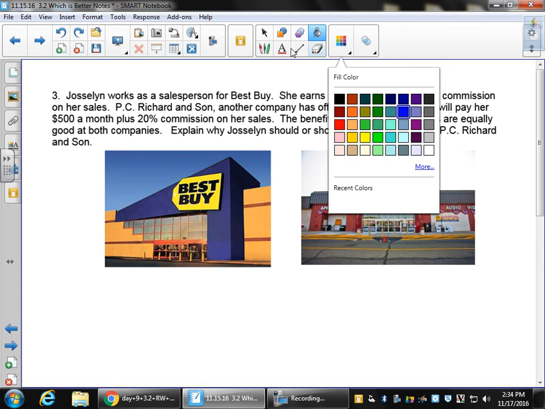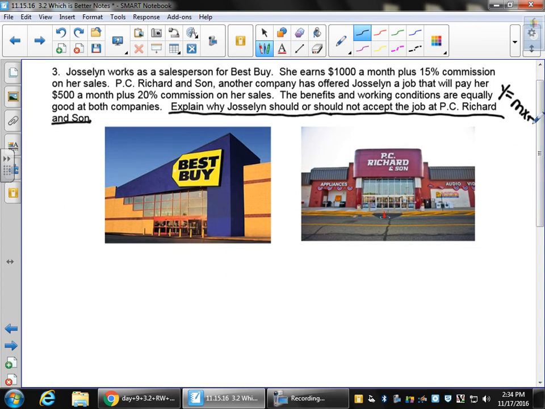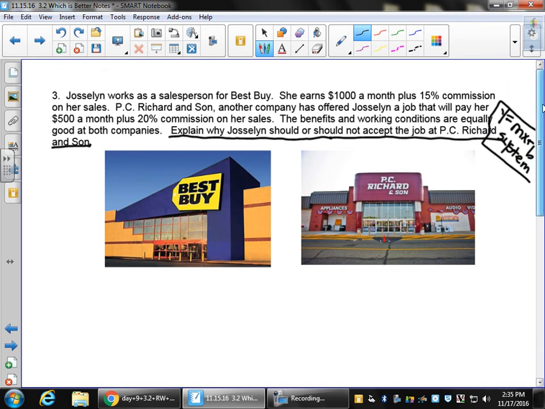Here's the question. Explain why Jocelyn should or should not accept the job at PC Richards & Sons. So we are clearly going to be comparing. So right away I know y equals mx plus b system. And we're comparing 2 companies. We've got Best Buy and PC Richards. First, let's see if we can define variables.